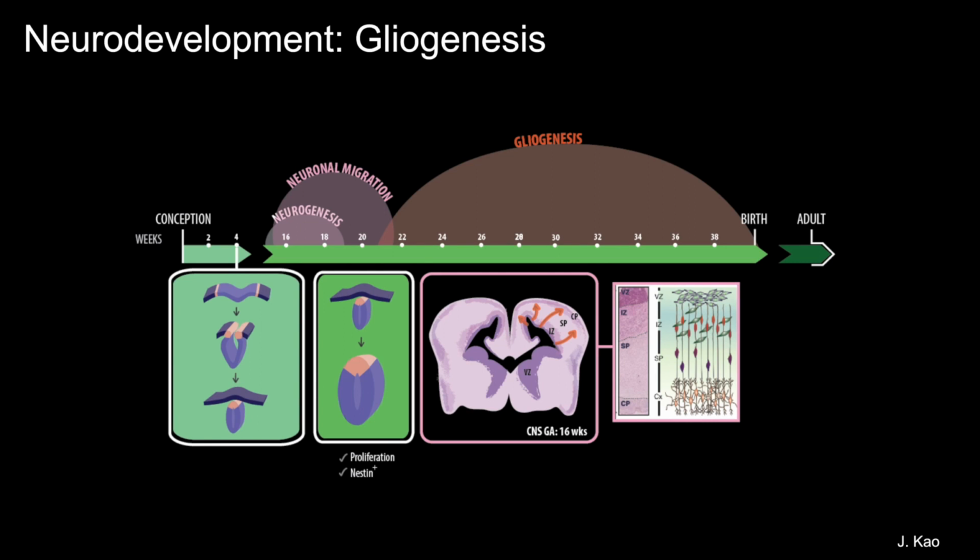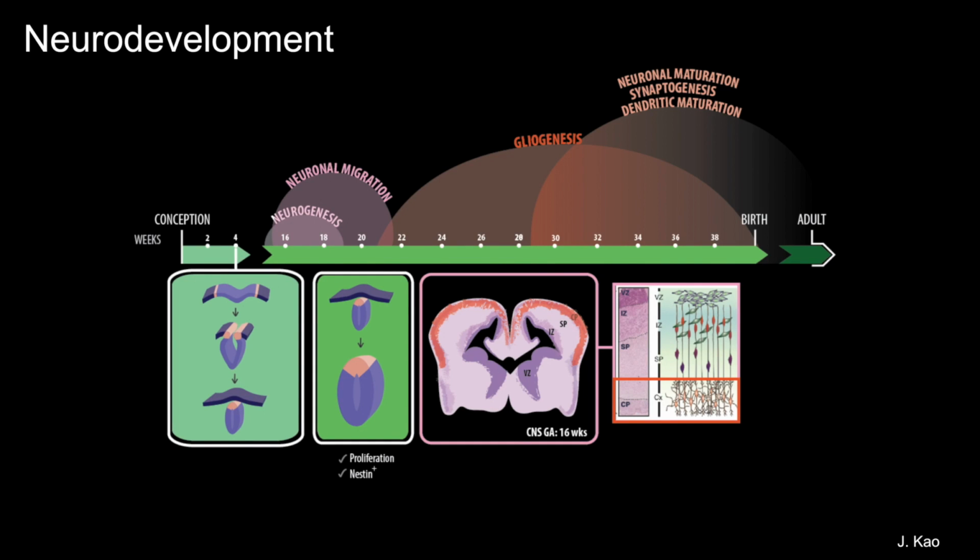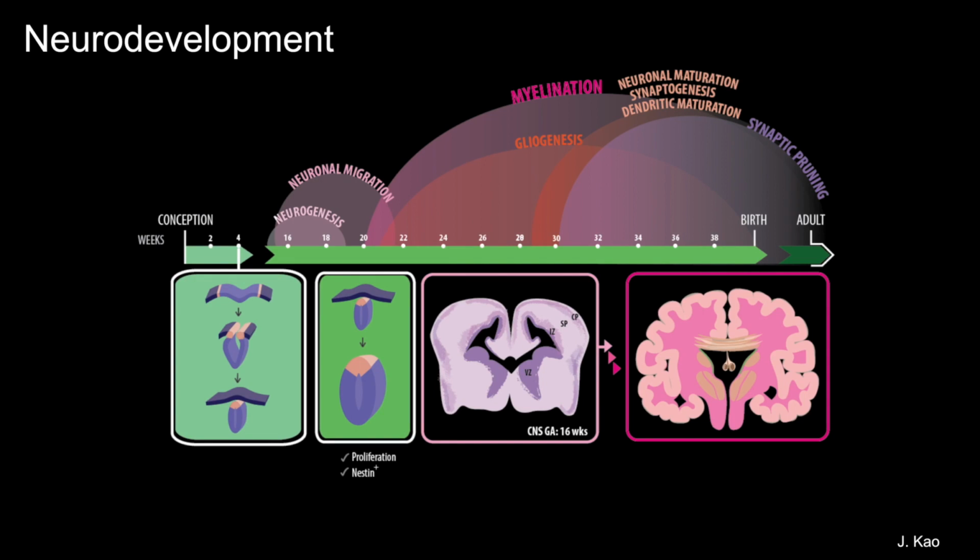So what happens then? The brain continues to grow by changing its developmental program in these germinal zones and producing glia. So glia are astrocytes and oligodendrocytes that are needed to support the circuitry of the neurons. And of course, there are additional maturation steps in the cortex where things undergo neuronal maturation. Synapses are formed. There's dendritic maturation and synaptic pruning, and of course myelination to form the adult human brain that we're all familiar with.